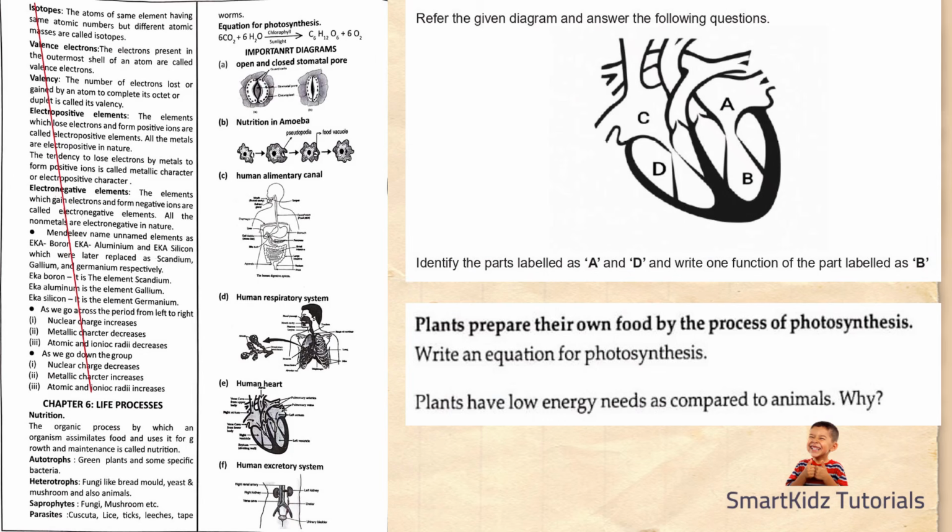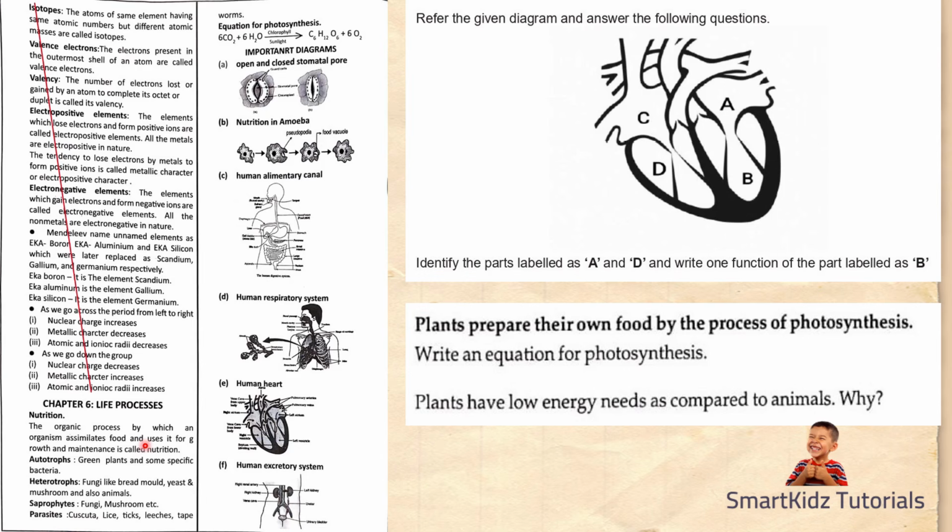Next, this topic is cancelled for y'all. It's not there for y'all, this chapter. We go directly to life processes. In life processes we have to study about the heart, then the respiratory system, the urinary system, and also the digestive system.